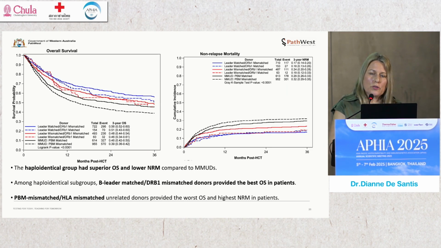The haploidentical group had superior overall survival and lower non-relapse mortality compared to mismatched MUDs. And shown in the blue line, the patients receiving a haploidentical B-leader matched DRB1 mismatched donor had the best overall survival. The PBM mismatched, HLA mismatched MUD group had the worst overall survival and the highest non-relapse mortality, shown here by the black dotted line.